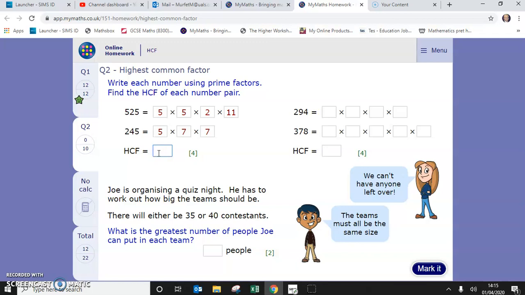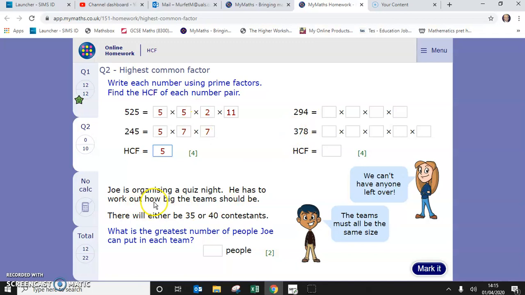Highest common factor. I'm looking for everything that is the same. So in here, the only thing that's the same is one lot of 5. So my highest common factor is 5. If this one just here was a 7, I would have 5 and 7 that was the same. So 5 times 7 is 35. And that would be my highest common factor in that case. In this one, there is only one factor that is the same. So I just use that as my highest common factor.